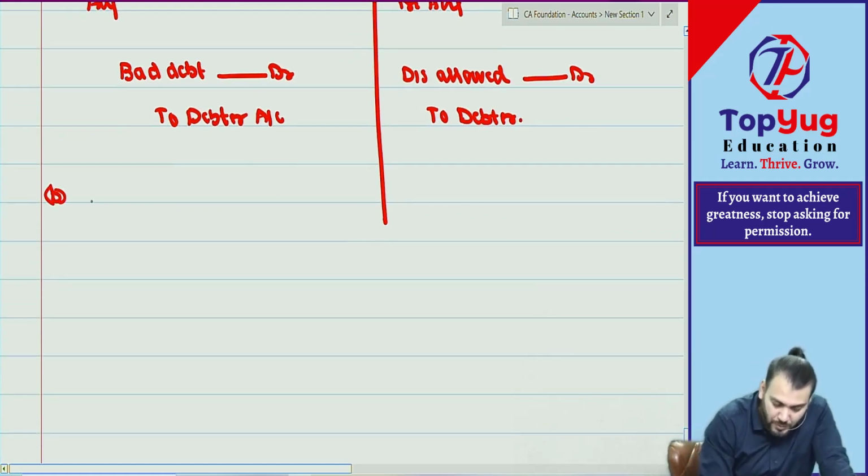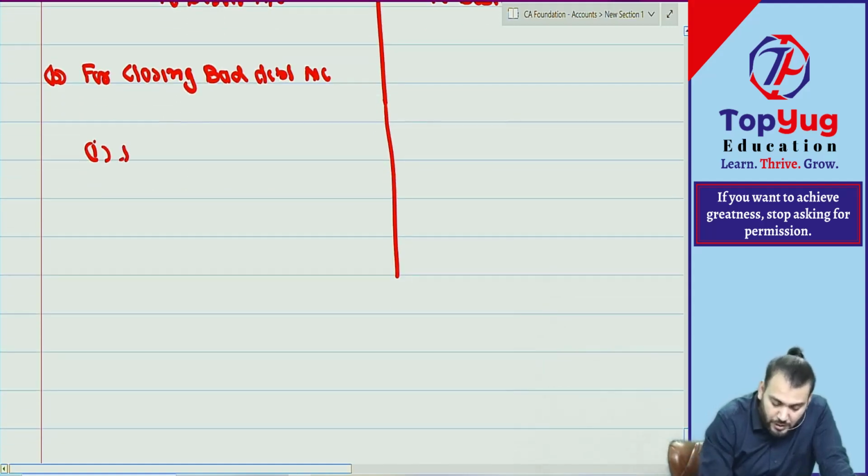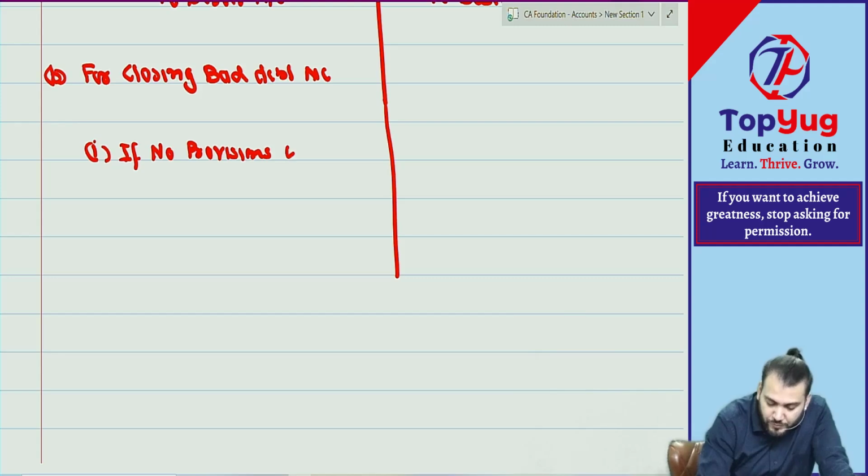Point number B. For closing which account? Bad debt account. For closing bad debt account, it is right on point number 1. If no provisions were created during the previous year, understood?